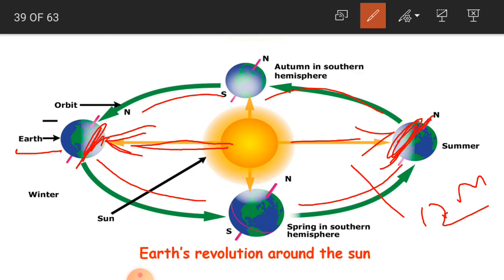So these people will be having winter, and these people will be having summer, okay, children. Same like that on this side, whereas here you will be having spring and here you will be having autumn. Clear, children? Again this will repeat. So this is how you have the earth's revolution around the sun.